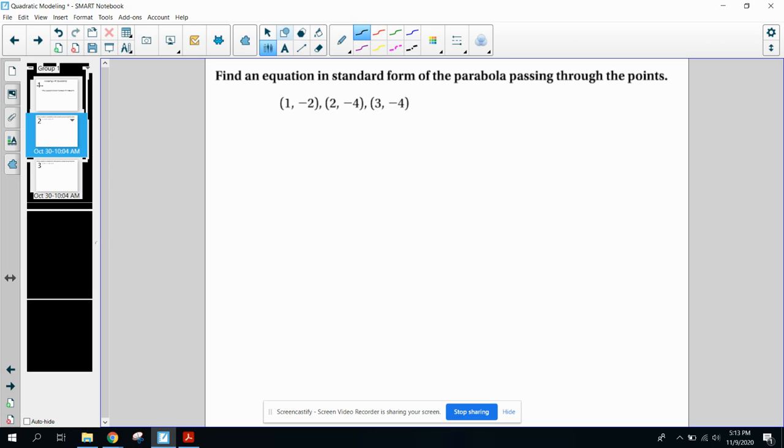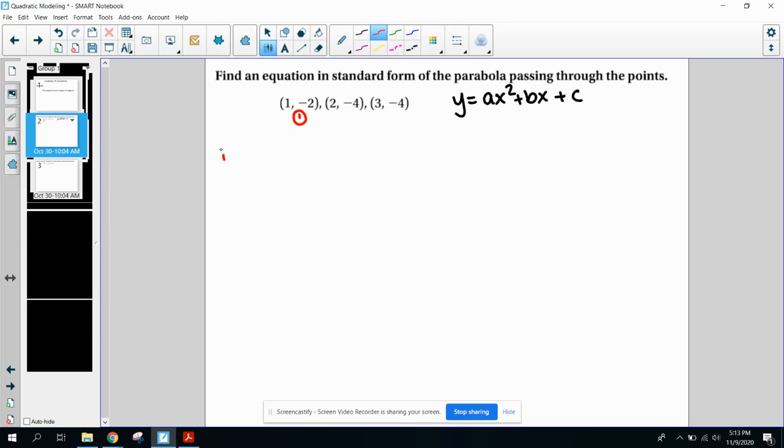So the first thing we have to do is remember what standard form is. So standard form is when we have y equals ax squared plus bx plus c. So we want to create a quadratic that looks like this. So what we need to do is remember how we used systems of equations. So what we're going to do here is create 3 different equations based off of the 3 points that were given. So the first point is (1, -2).